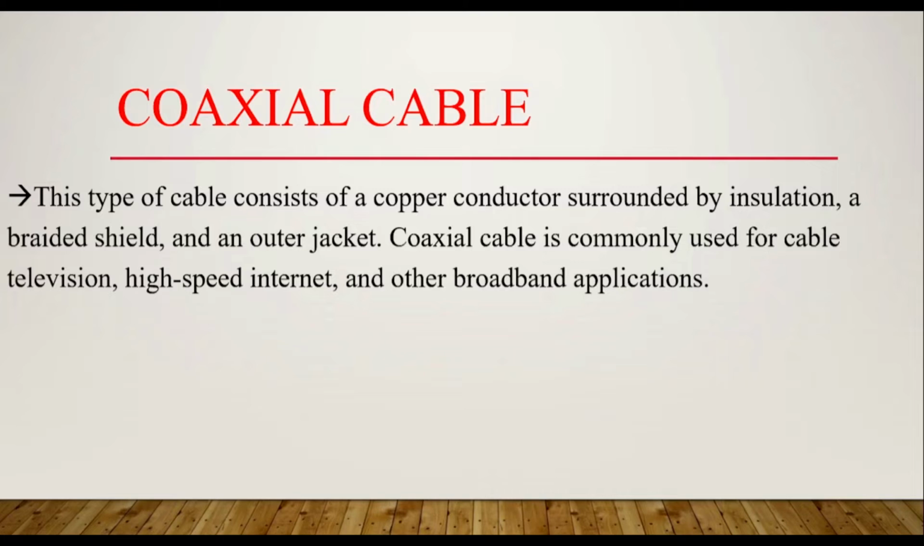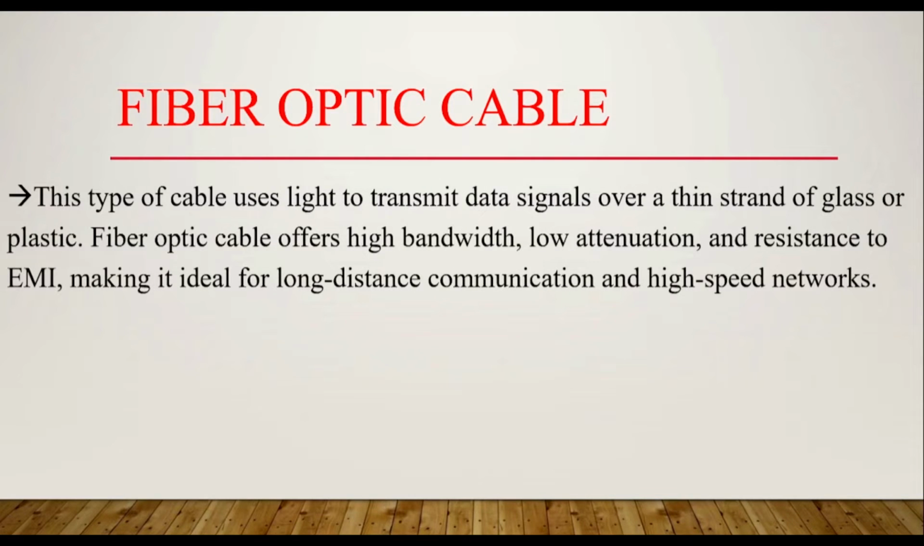Next, we have coaxial cable. This type of cable consists of a copper conductor surrounded by insulation, a braided shield, and an outer jacket. Coaxial cable is commonly used for cable television, high-speed internet, and other broadband applications.